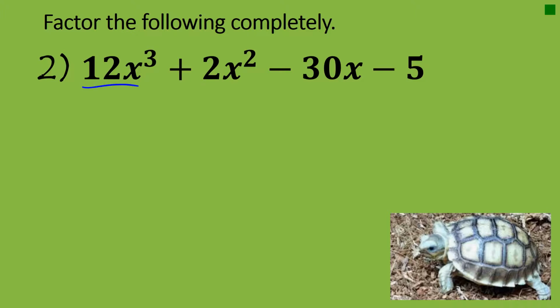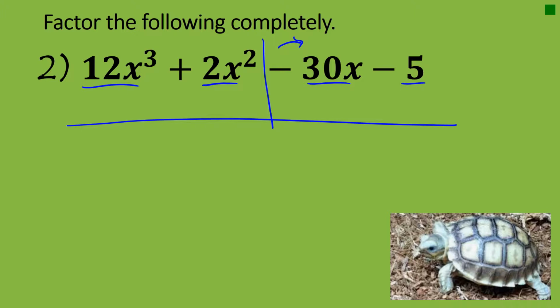Alrighty, oh my goodness, uno, dos, tres, cuatro, that is 4 terms. 4 terms means I'm going to do grouping. I'm going to separate them. Remember, this sign goes with the second group. Not looking at that part, what do 12x cubed and 2x squared have in common? They have a 2x squared. If you're still having trouble with finding the GCF, you need to come into the tutor room and get some help, okay guys? So now I'm going to divide.